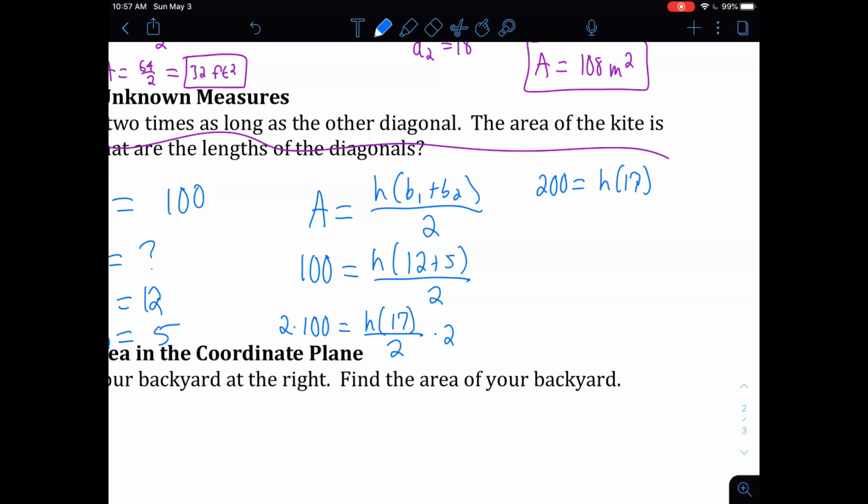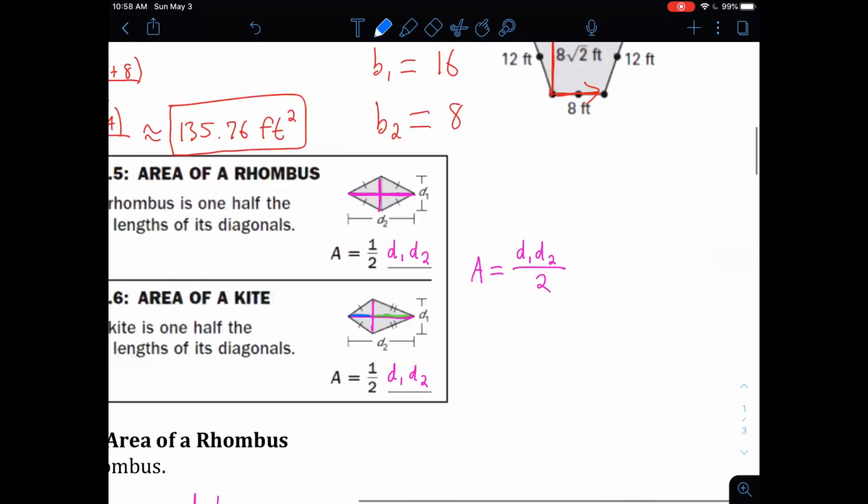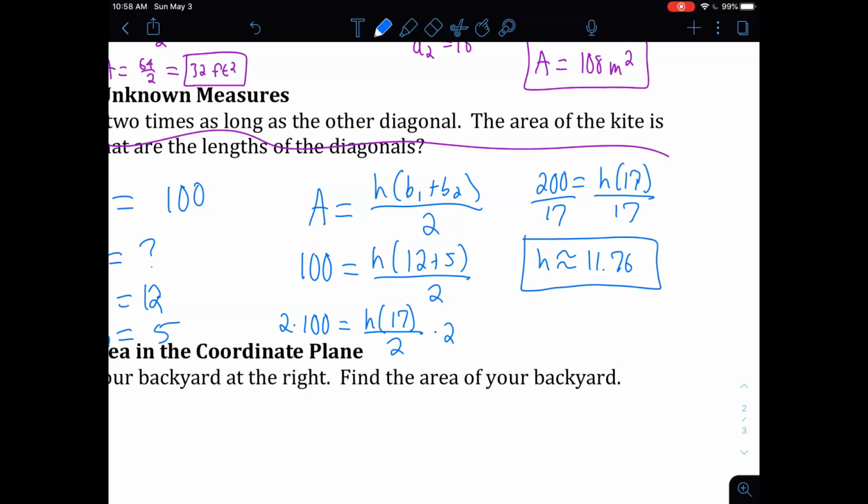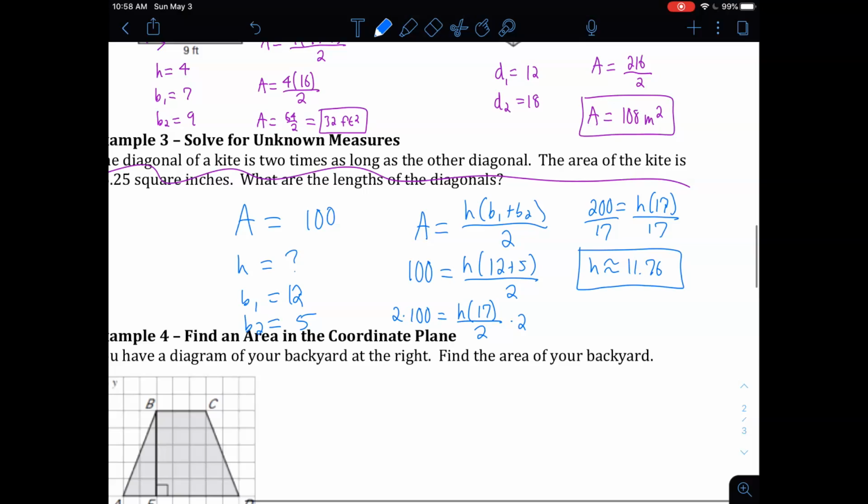And now how do we solve for h? What's the next step to solve for h? Whoa, that freaked out there for a second. Sorry about that, guys. To undo multiplying by 17, we're going to divide by 17. So the height is going to be approximately, this might be a weird number, but we'll see, 11.76. Okay? So that's the same kind of problem, but we're solving for the height instead of the area of the kite or whatever, okay?